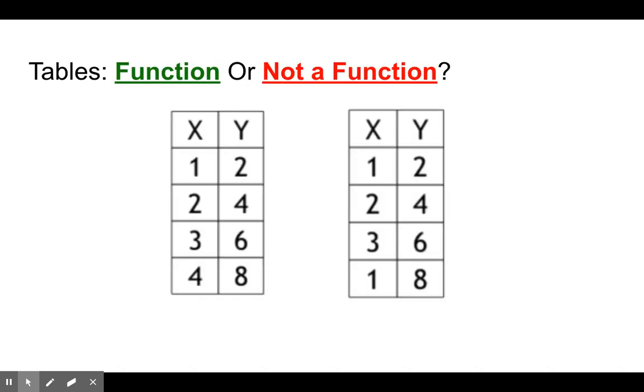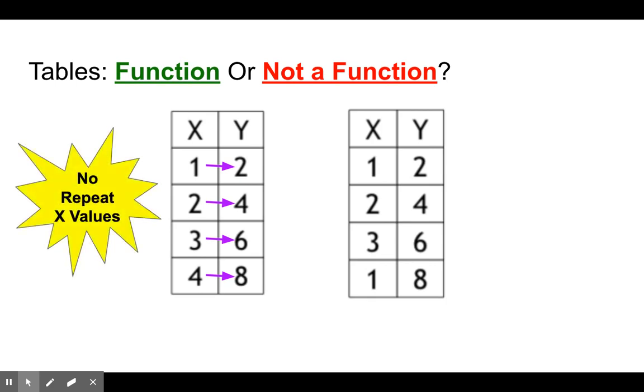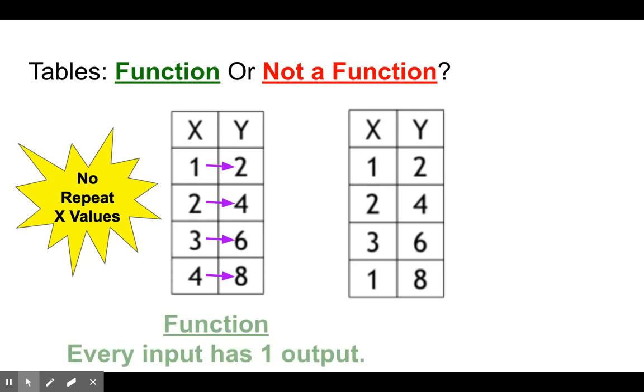To determine whether tables are functions or not a function, we're going to take a look at the inputs and the outputs. If we look, 1 goes to 2. I put in 2, I get 4. I put in 3, I get 6. I put in 4, I get 8. There's no repeat x values. Now our x values are our inputs and our y values are our outputs. So this is a function, because every input has one output.